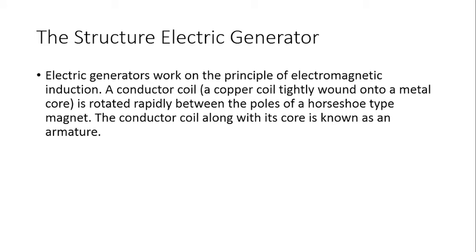A conductor coil, a copper coil tightly wound around a metal core, is rapidly rotated between the poles of a horseshoe type magnet. The conductor coil along with its core is known as an armature.